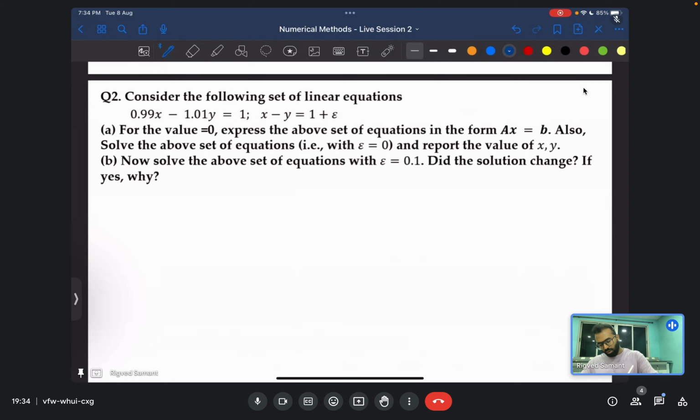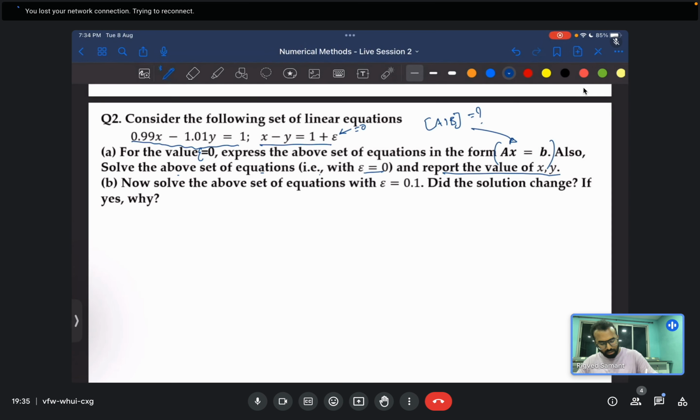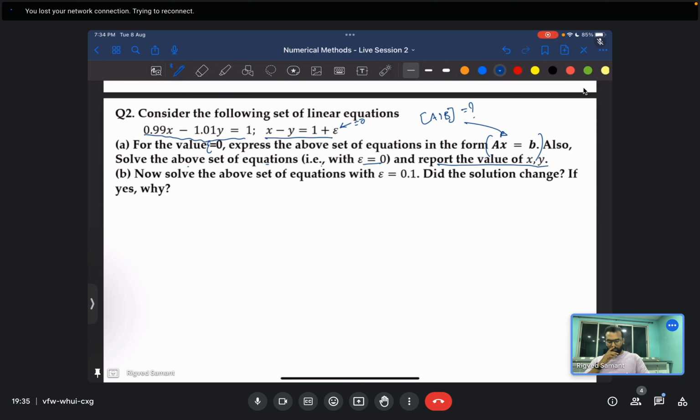So question 2 is, consider the following set of linear equations. They have given you the two equations here. For the value of epsilon equal to 0, express the above set of equations in the form of Ax is equal to b. Also solve the set of equations with epsilon equal to 0 and report the value of x and y. So basically it is asking you to put the value of epsilon equal to 0 and tell what the augmented b would be, that is nothing but Ax equals b. And now solve the above set of equations for 0.1. So in part b, it is saying, instead of 0 put epsilon equal to 0.1 and check if there is a change in the solution, and if the solution changes, report the reason for why it is changing.